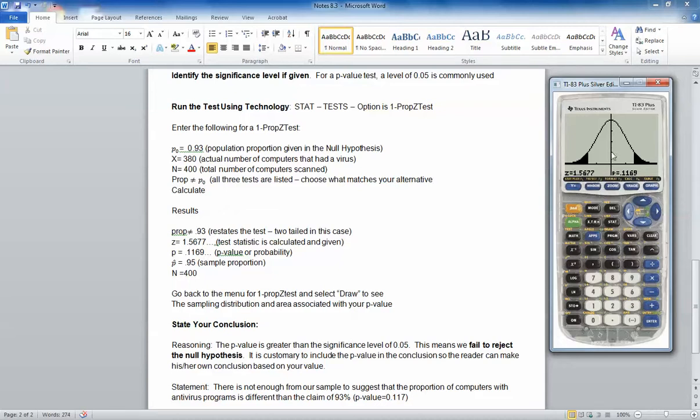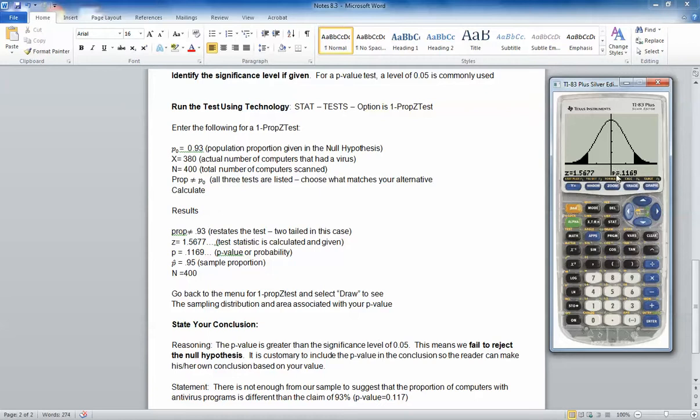That means if the mean really was 93% right here, 95% was over here, 1.56 standard deviations from the mean. We're using a two-tailed test, so we use the area in the right tail, and we go 1.5677 standard deviations to the left, and we find the area in the left tail. These two areas added together are that 0.1169. That means it's not that unusual to get 95% of computers if the true population proportion was 93%.